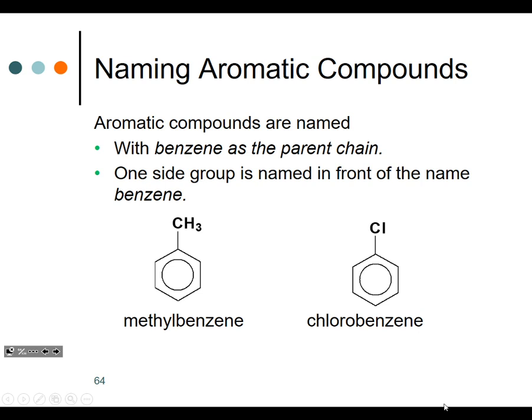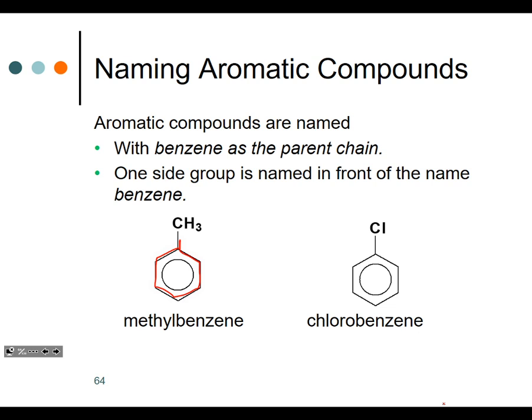So if you're looking at this, since I can pick this thing up and I can rotate it however I want to, wherever my methyl group is, that I consider carbon 1. So it's just methylbenzene. You can put 1 methyl if you want to, but you don't have to. When you don't put a number there, we assume that it's on carbon 1.